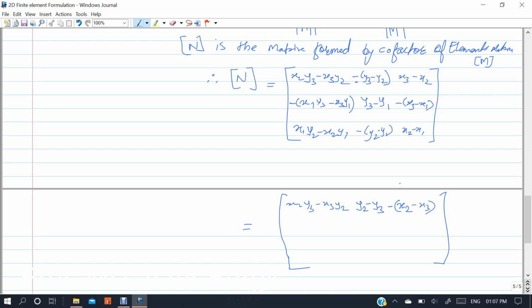Again here we have to take x3 y1 minus x1 y3, plus minus, we converted that, and y3 minus y1 in bracket, x3 minus x1, and again x1 y2 minus x2 y1, and this y1 minus y2, and here we take minus x1 minus x2, okay. So we converted this matrix.